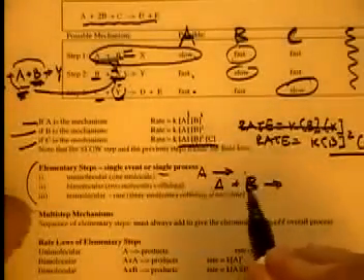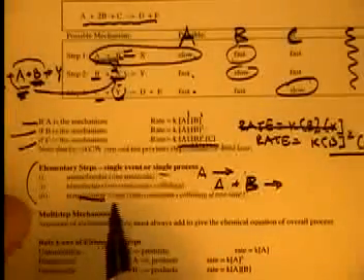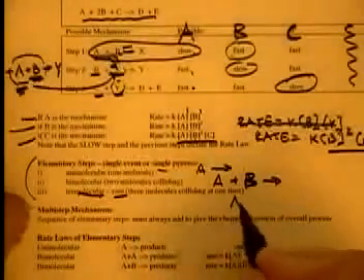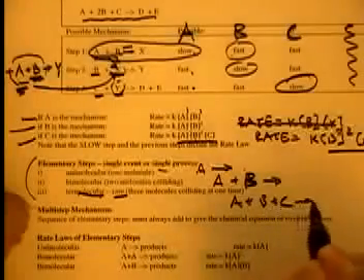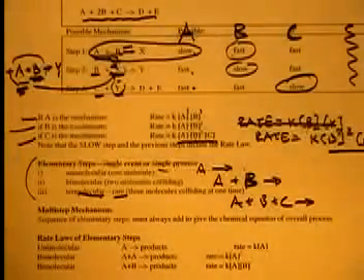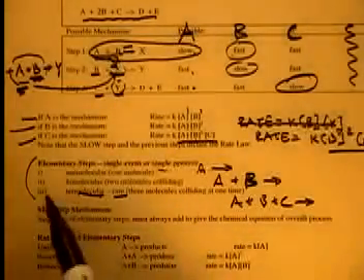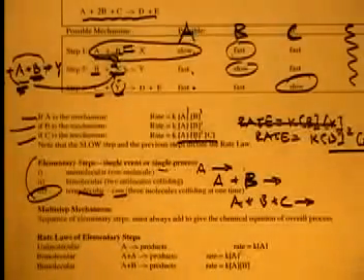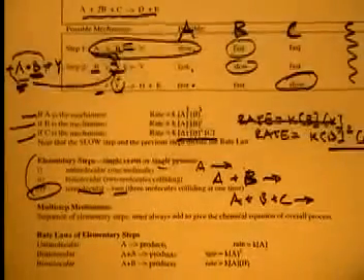For instance, A plus A or A plus B. Termolecular steps are quite rare, and this is where you'd have three things colliding exactly with the right orientation and making some types of products. Remember, these are quite rare and usually are just simply a multi-step mechanism.